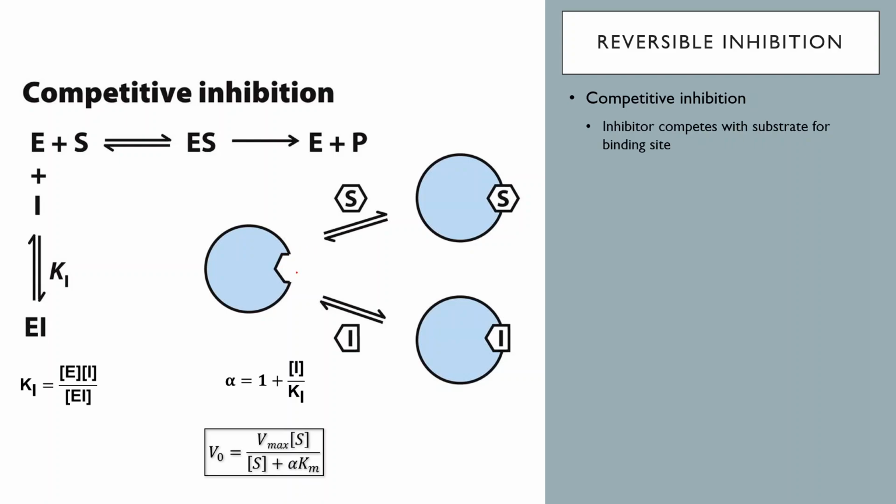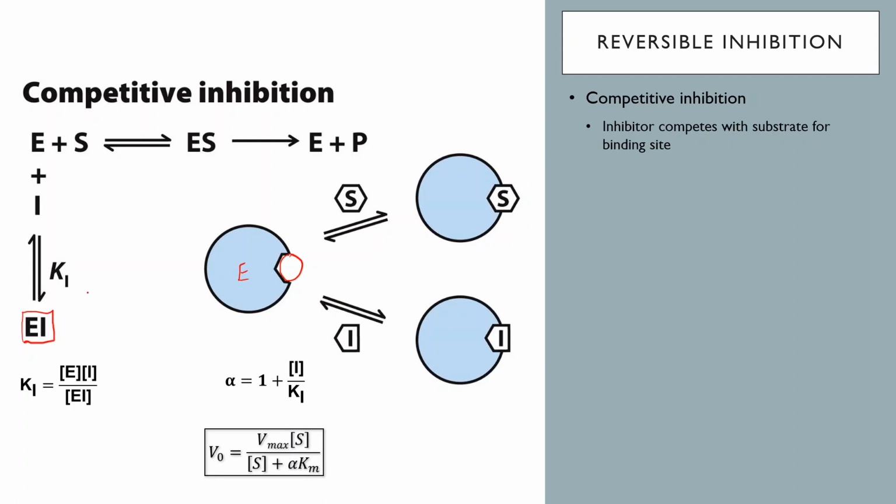And in competitive inhibition, the inhibitor binds to the same active site as the substrate, which means that the inhibitor and the substrate both compete for that active site. So here's our enzyme, and our inhibitor or our substrate can bind to our active site here. And if the inhibitor is bound, the substrate can't bind, and so it prevents the reaction from proceeding. So the inhibitor and the enzyme form a complex, the enzyme inhibitor complex down here.